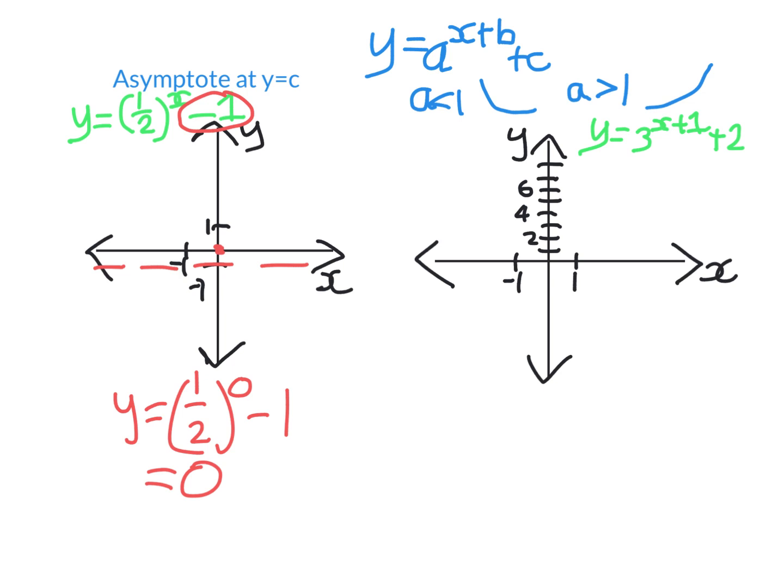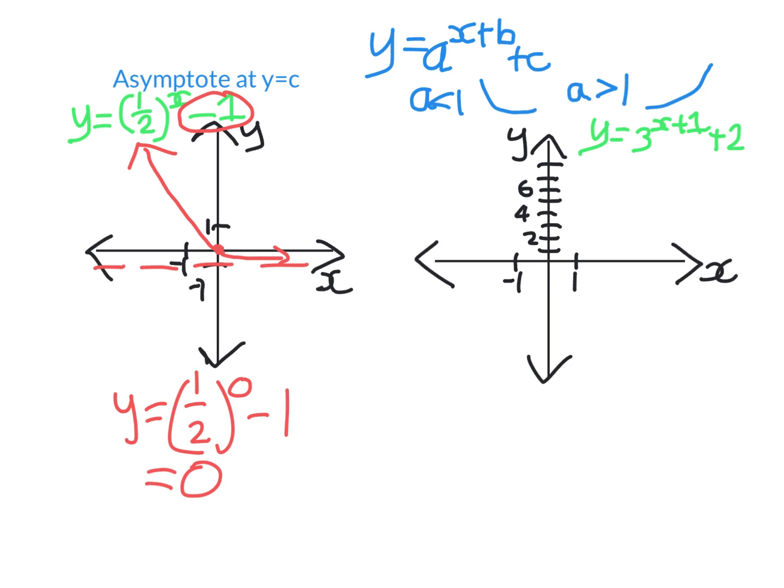So because we know that this graph will look like this, what's going to happen is it's going to get big really quickly up here, come down and get closer and closer to, but never hit the asymptote. So that is the graph of y equals a half to the power of x minus 1. So let's now look at the graph of y equals 3 to the power of x plus 1 plus 2.